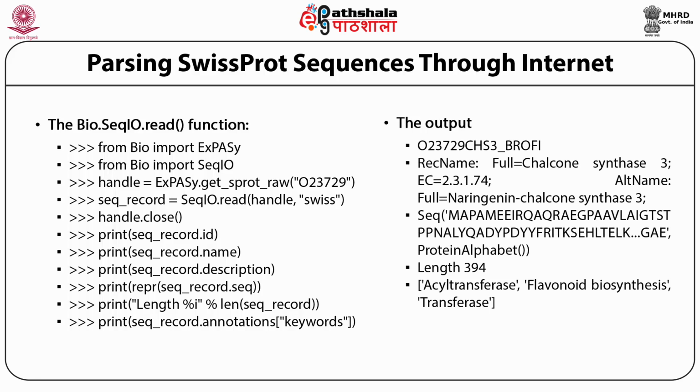So you get the ID, the record name, the enzyme commission number, or whatever data is stored in the actual sequence, and then the length of the sequence. I have used the length function len, and the annotations also. The annotation says it is an acyl transferase involved in flavonol biosynthesis, whatever data is stored additionally along with the sequence, and the annotation attribute is also displayed here. So in this slide we saw how to parse a Swiss-Prot entry using BioPython.